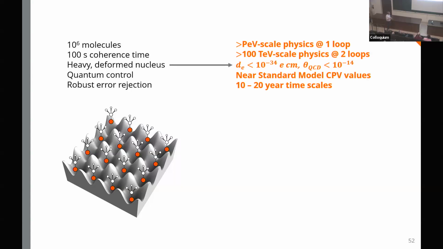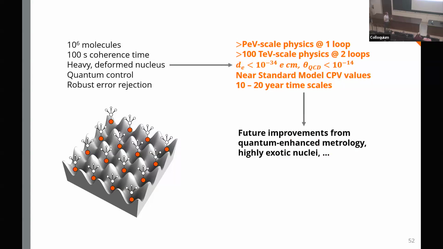You could access beyond the PeV scale for CP violating physics at 1 loop, or beyond 100 TeV scale at 2 loop, reaching very high sensitivity for both in the lepton and hadron sectors, and in fact even getting close to the standard model CKM values. And in timescales that are maybe short enough that hopefully I and all of you could enjoy them as well.